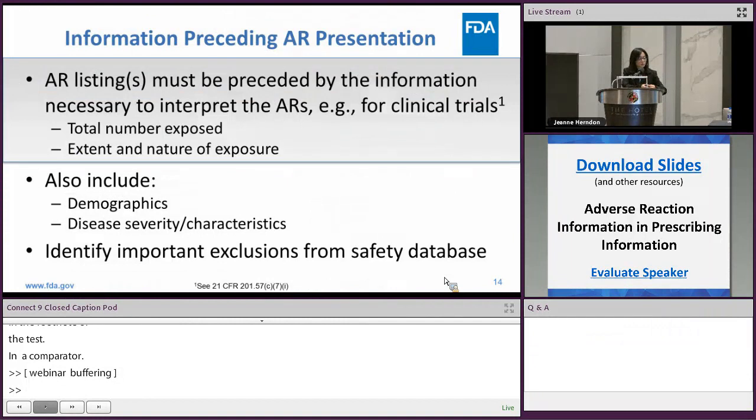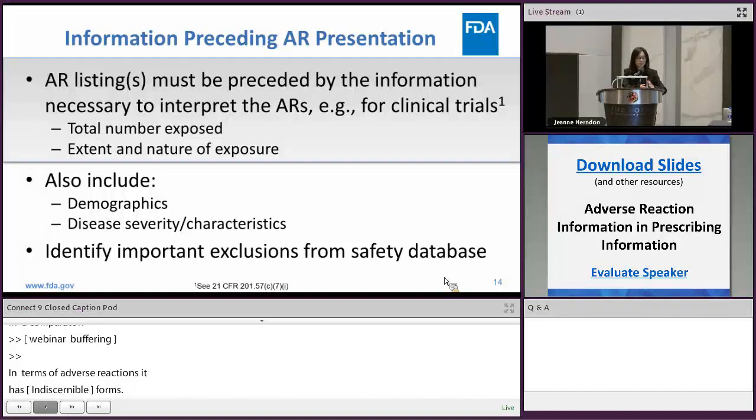Okay, so before you provide the adverse reaction listings, it has to be preceded by information necessary to interpret those adverse reactions. So this information is going to include, of course, the total exposure, total size of the database with the numbers of patients exposed, the extent and nature of exposure, so the dosing schedule, the duration, how many patients were exposed for 6 months, let's say, and how many for a year, but also include demographics and disease severity characteristics.